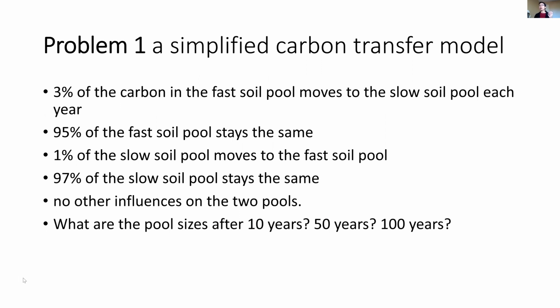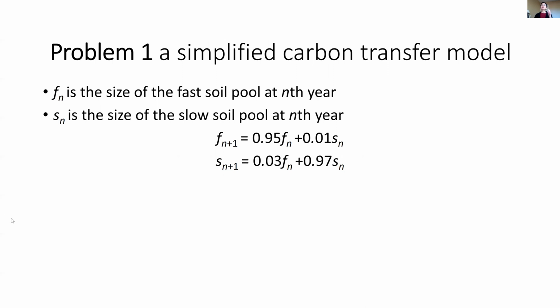Now we can describe this in a more mathematical way. Suppose that Fn is the size of the fast soil pool at the nth year, and Sn is the size of the slow soil pool at the nth year. Because we know that every year 95% of the fast soil pool stays the same, next year, Fn plus 1, is equal to 95% times the current year, plus 1% coming from the slow soil pool. So we have this first equation here.